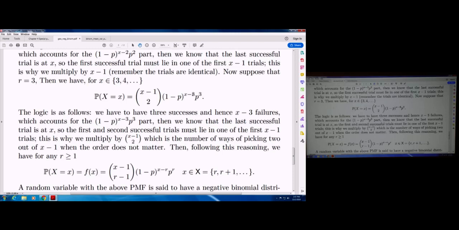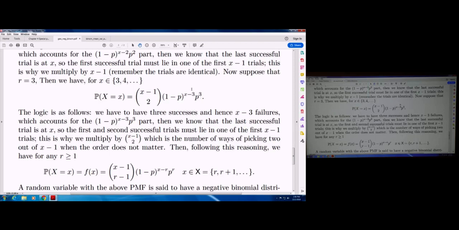Now what do I have? Well, now I must have 3 successes which happen in the first x minus 1 trials. So we want to take 3 from x minus 1, and when we don't care about the ordering, that is x minus 1 choose 3. So the probability mass function when r is equal to 4 would be (x minus 1 choose 3) times (1 minus p) to the x minus 4 times p to the 4. If you keep on doing that, you can do r is 5, 6, 7, 8, 9, 10.